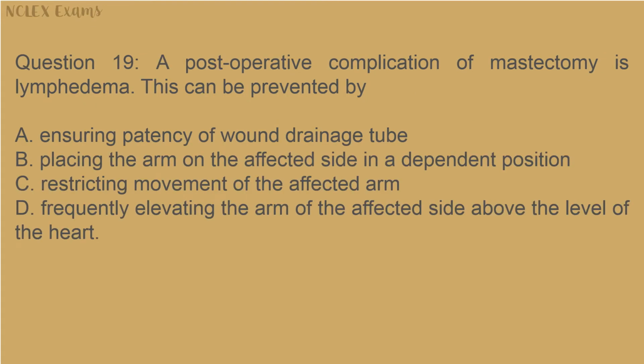Question 19. A postoperative complication of mastectomy is lymphedema. This can be prevented by: A. Ensuring patency of the wound drainage tube. B. Placing the arm on the affected side in a dependent position. C. Restricting movement of the affected arm. D. Frequently elevating the arm of the affected side above the level of the heart.